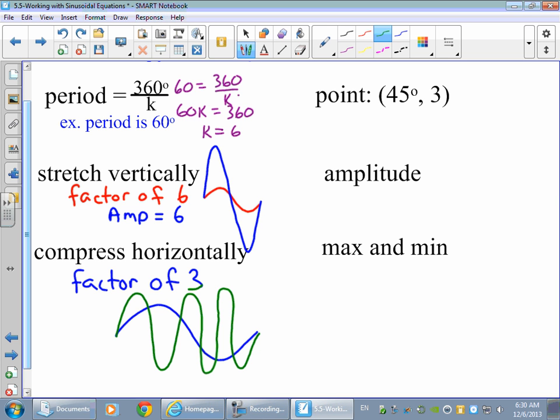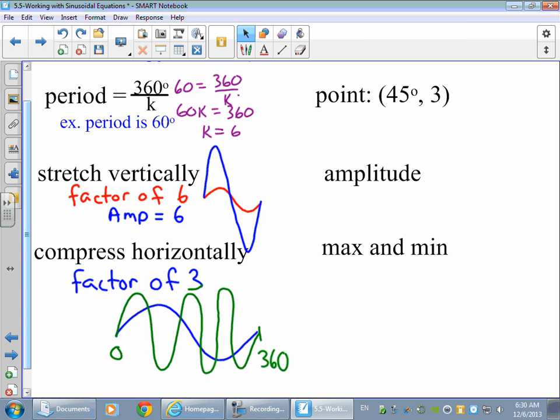Same sort of thing, stretch horizontally by a factor of 1/2 implies that you're going to have only half of a cycle now in that same 360 degrees. So again, this is always basically referring to that regular 360 degrees. Factor of 3, there's going to be 3 of them. Factor of 1/2, there's going to be half of 1, and so on.